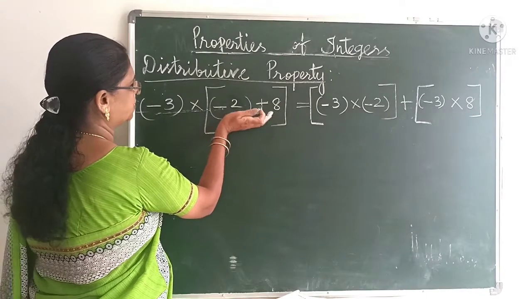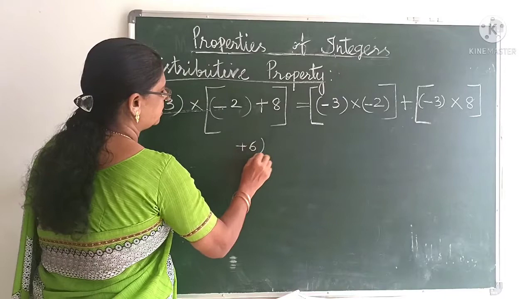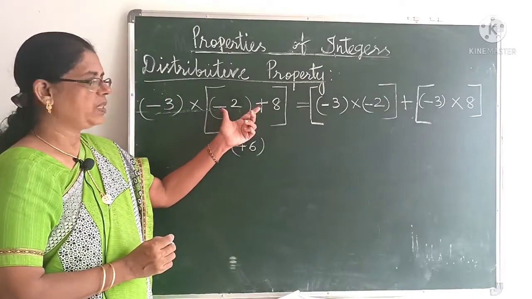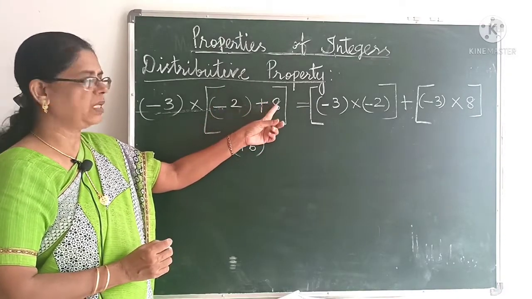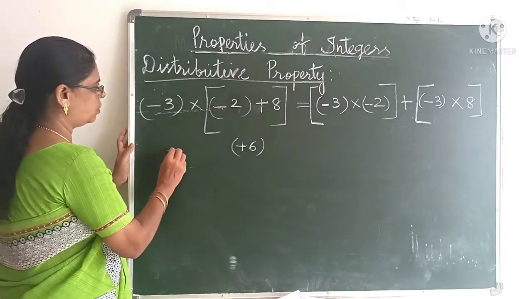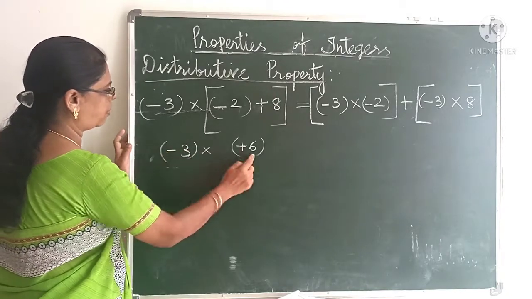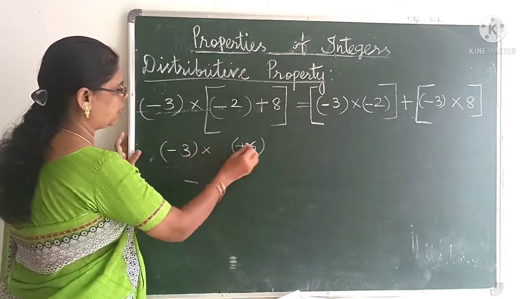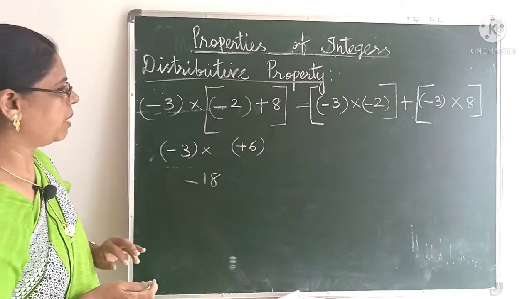First do brackets. Minus 2 plus 8. What will be the answer? It is plus 6. When you add two integers with different signs, find out the difference and put the sign of the greater integer. So it is plus 6. So then minus 3 into plus 6. How will you find out the product of these two numbers? Minus into plus is minus, 3 into 6 is 18. So this side the answer is minus 18.